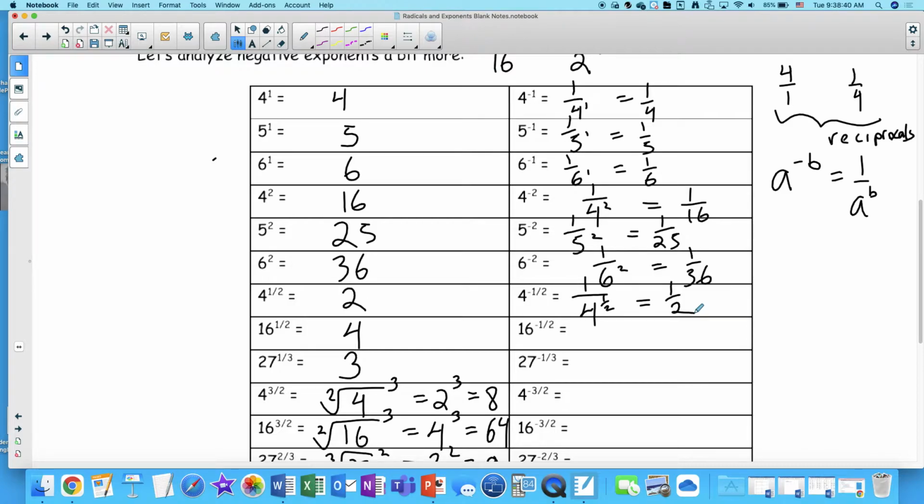So if you wanted to make it a radical first, yes, you can. We're going to talk more about this in a couple of minutes. When you're evaluating a power that has a negative fractional exponent, you have to deal with two things: the fact that it's fractional and the fact that it's negative. And you can actually do those in either order. Okay? So the way that I just did it was I dealt with the fact that it was negative first, and then I evaluated the fractional exponent. But you can actually do it in the opposite order as well. So I can show you what that looks like.